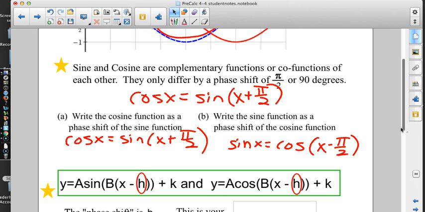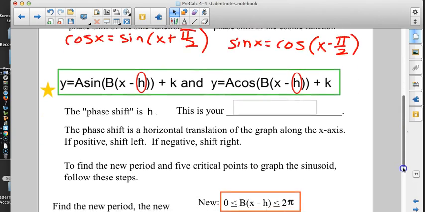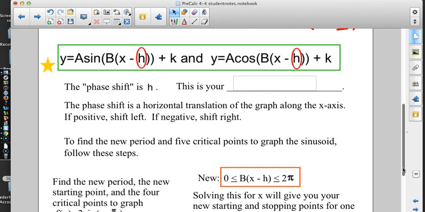In the past, we've talked about the horizontal shift that we've gone through there. So that's what h is for in everything that we're doing. So the phase shift is horizontal shift. It just has a fancy name, that's all. The phase shift is a horizontal translation of the graph along the x-axis. But in your homework, they're not going to ask you for the horizontal translation. They're going to ask you for the phase shift. So we need to know that language.